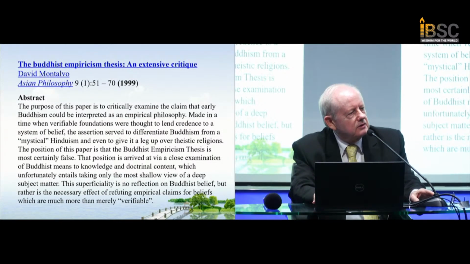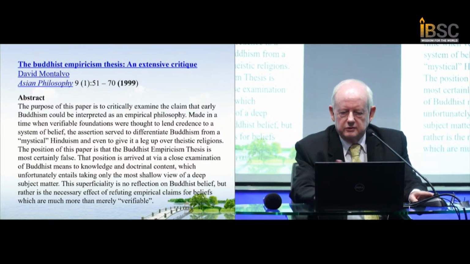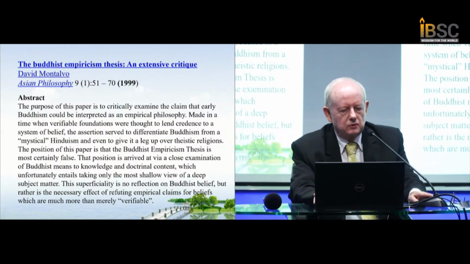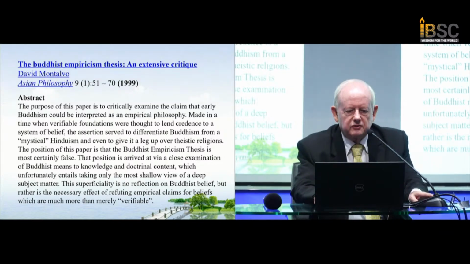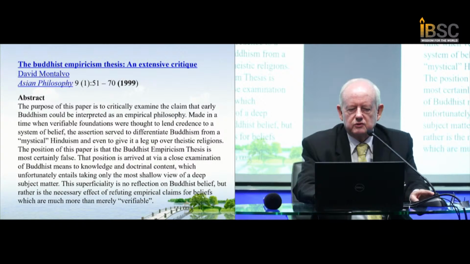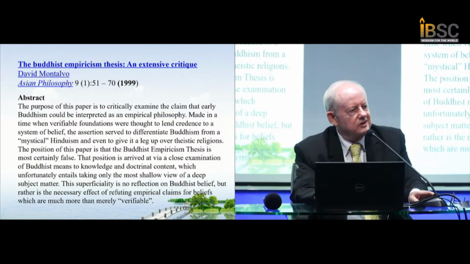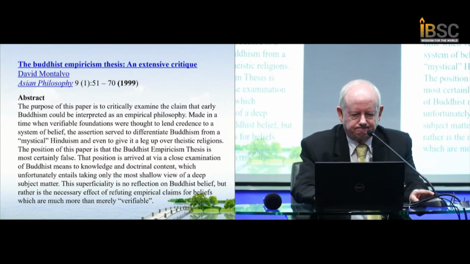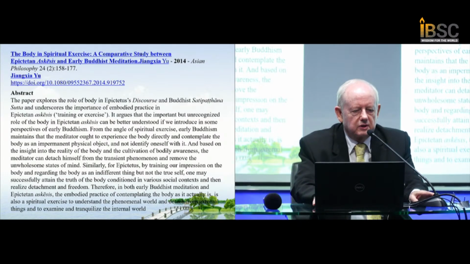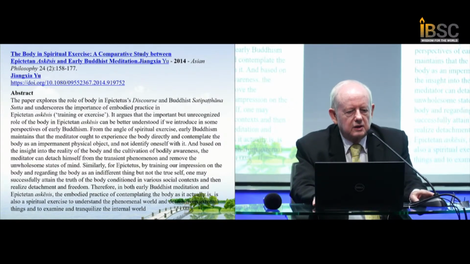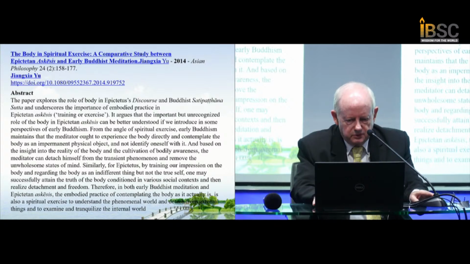The article by David Montalvo I picked, he published 2 on his own steam, everything peer-reviewed. He talked about the Buddhist empiricism thesis, which I had previously written about in Asian Philosophy a few years before that, and he developed a more detailed critique on the same topic. Zhang Xiaoyu explored the idea of the body in Epictetus's Discourses and Buddhist Satipatthana Sutta, and it underscores the importance of embodied practice in Epictetus and in Buddhism.